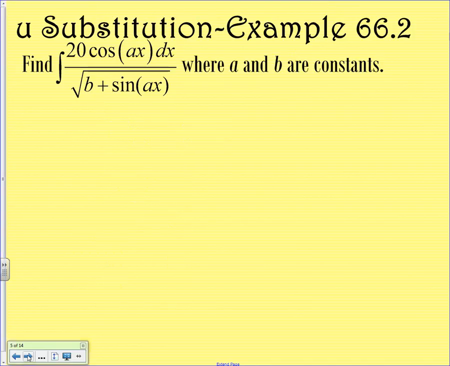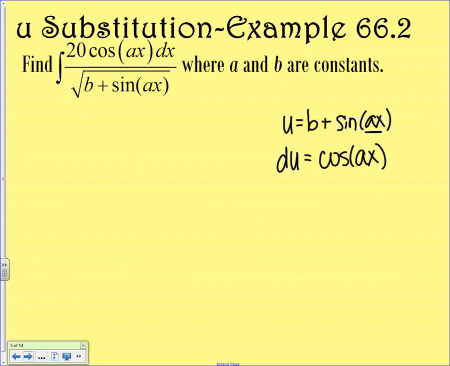We're going to want our u to be what's in our radical. So we're going to say u equals b plus sine of ax. And so that means that the du, a and b are constant. So the derivative of b, derivative of a constant, is just going away. Now derivative of sine goes to cosine. But we have to remember to take the derivative of ax. Well, the derivative of ax, a is some number. And so that is just going to be a, and then we have dx because we took the derivative with respect to x.